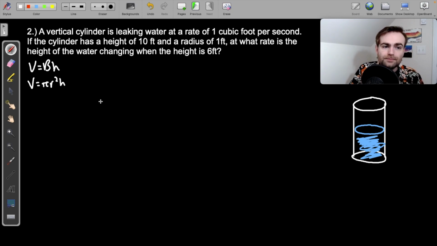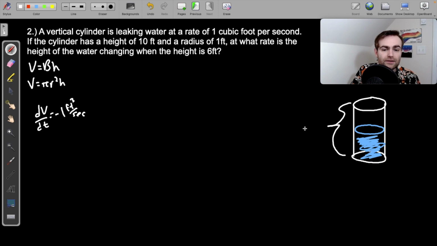All right, so what do we know about this cylinder? We know that the water is leaking at a rate of 1 cubic foot per second. So that would actually be dV dt is equal to negative, it's leaking, it's going down, 1 cubic foot per second. We know that the cylinder itself in its entirety is 10 feet tall. We know that the radius of the cylinder is 1 foot.